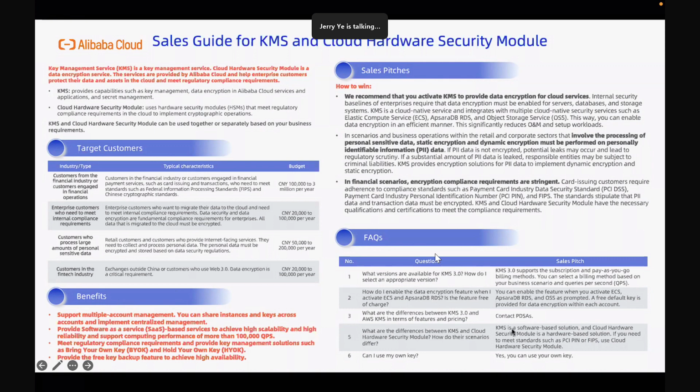KMS is a software-based solution, and Cloud hardware security module is a hardware-based solution. If you need to meet standards such as PCI PIN or FIPS, just follow the solutions I mentioned before. Okay, can I use my own key? Of course, BYOK is currently supported.